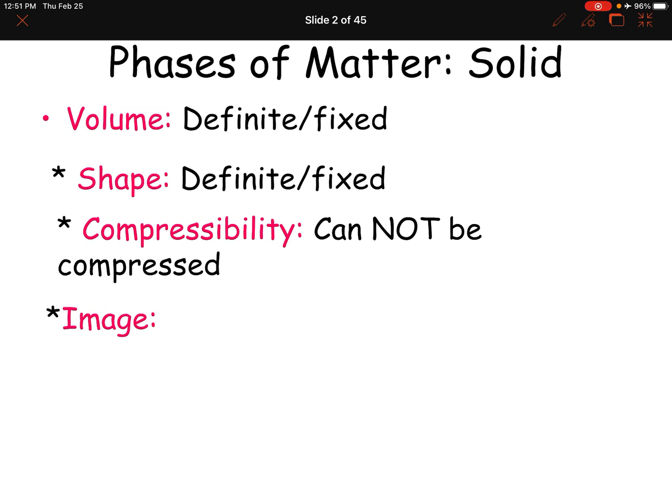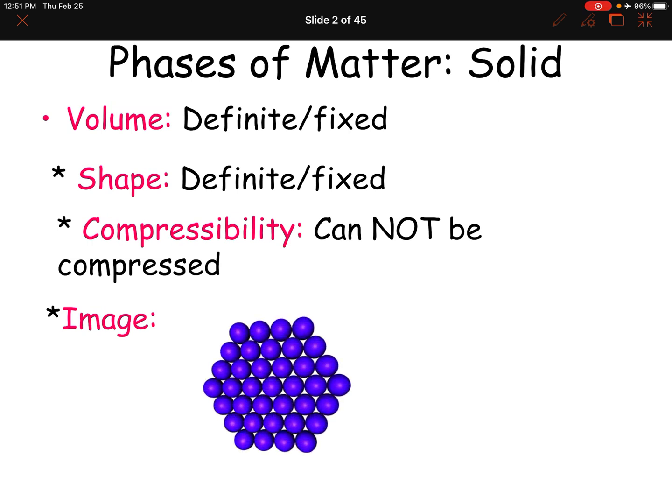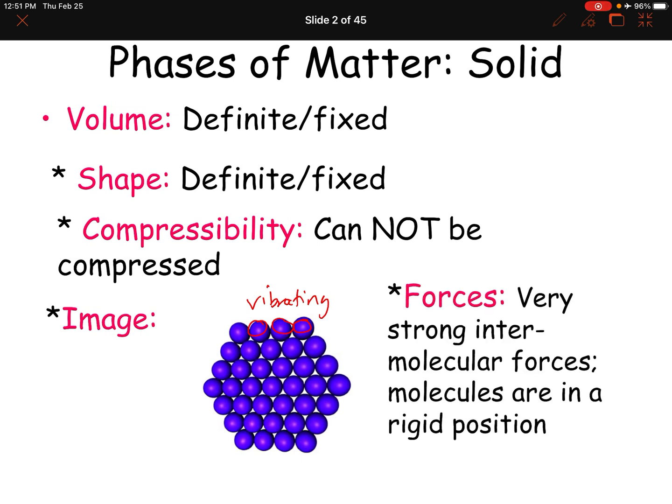And if you were to draw what we call a particle diagram, you would notice that these particles are very close together. They're jammed right close. There's tiny spaces in between, but really they're very, very close. And they're not moving too much, they're just vibrating. The forces of attraction between these particles are very strong, and the molecules are held in a rigid position. So the force of attraction is very strong with a solid.